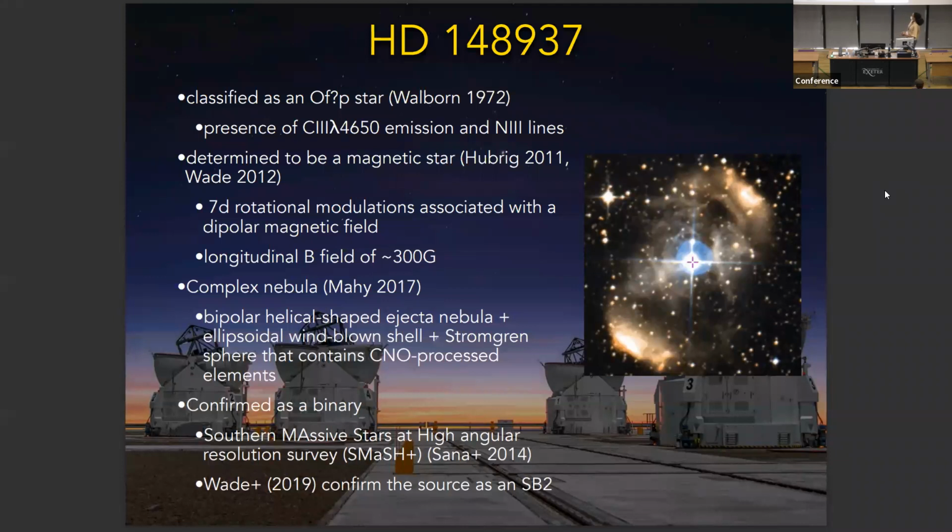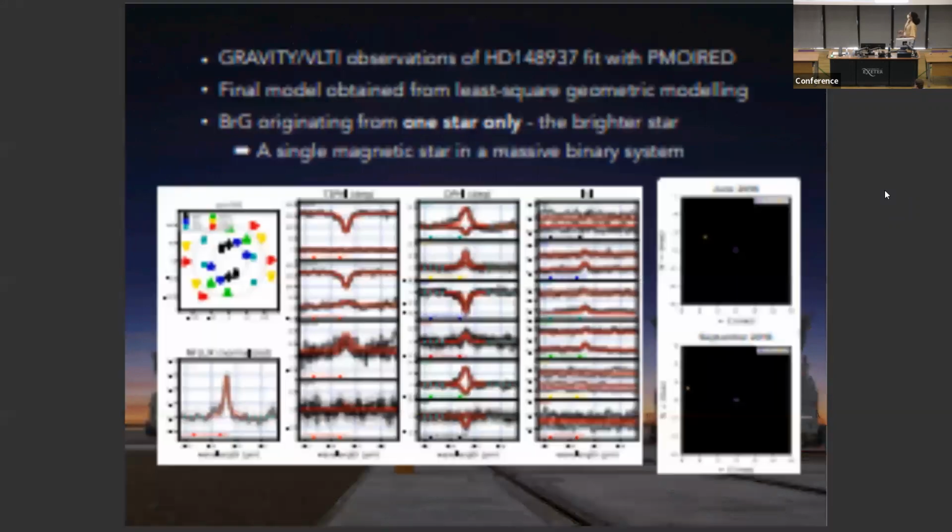And also fairly recently, the star was confirmed as a binary system during the Southern Massive Stars at High Angular Resolution survey, which is done using interferometry data and also some sparse aperture masking data. And this source was also confirmed to be a spectroscopic binary, using a lot of multi-epoch data, and that work was done by Greg Wade in 2019.